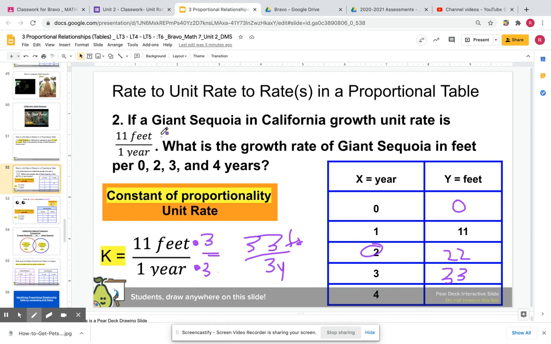For one of your problems, you have to find the unit rate first before you start constructing your table. And then on the other problem, you're already given the unit rate. You just use it. Anyways, I hope this summarizes what to do in your problems.